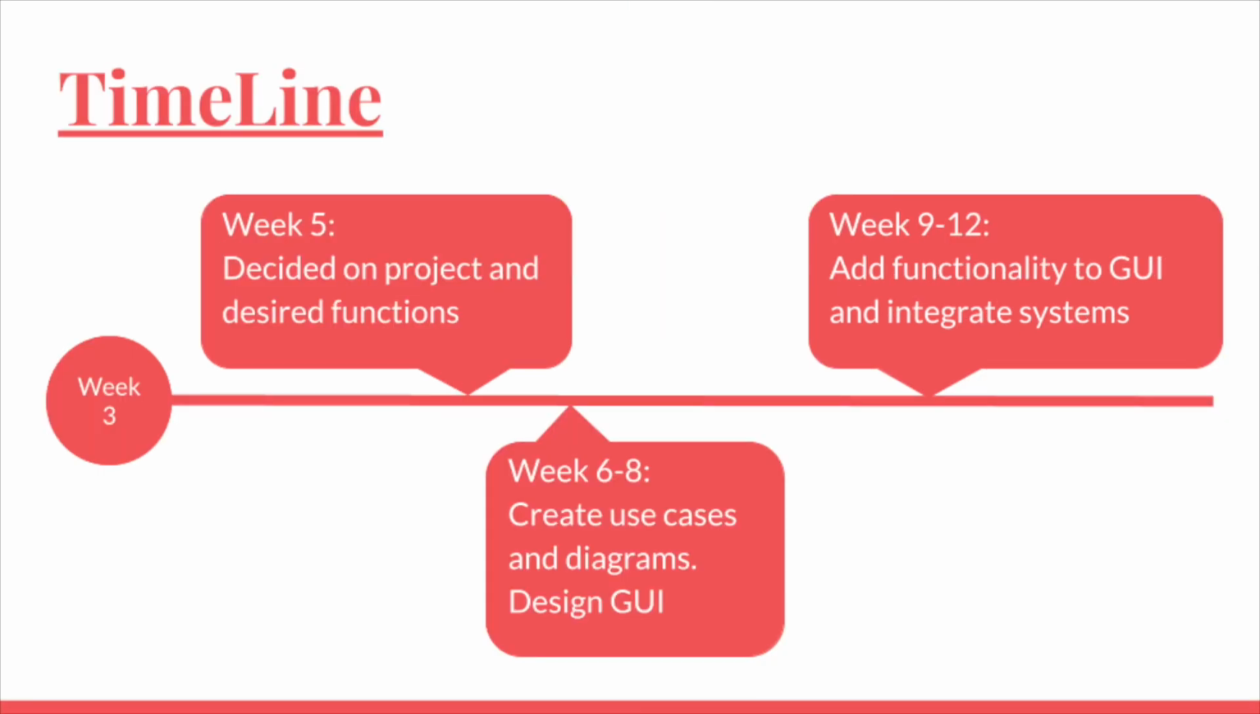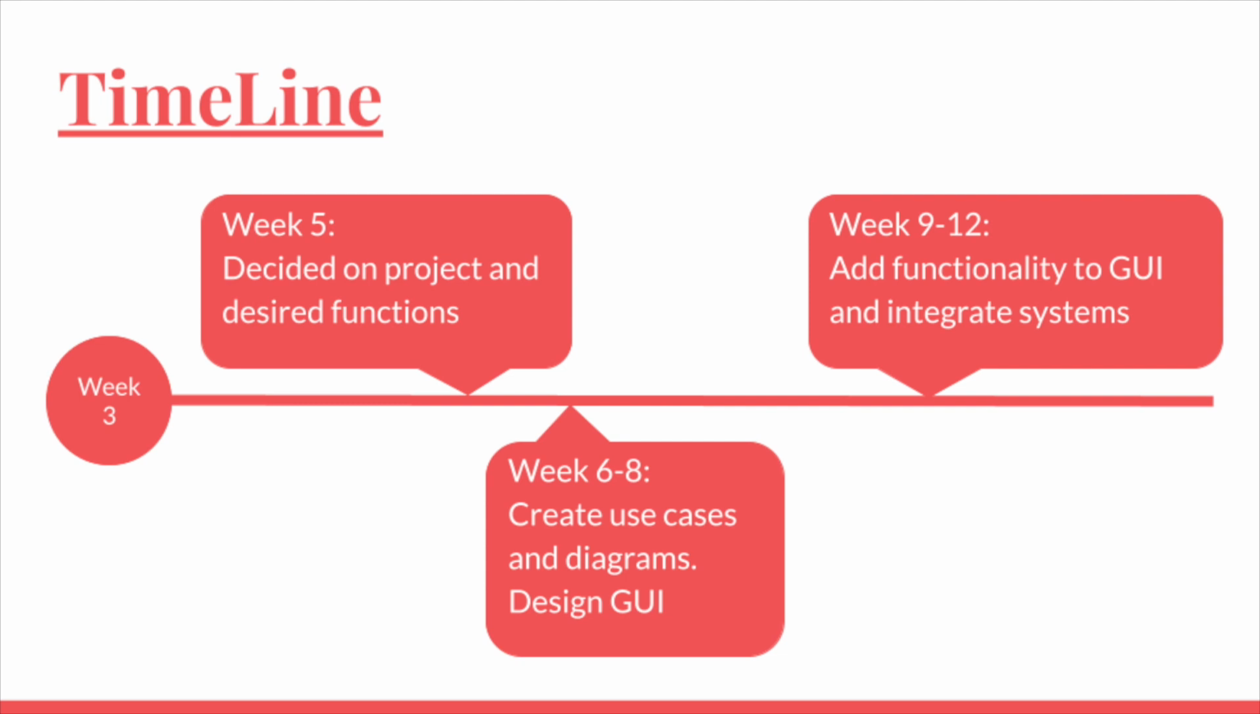For our timeline, we first met for the first time in week 3. We assigned team roles. By week 5, we decided on our project and its desired functions. Through weeks 6 and 8, we created use cases and diagrams, use case diagrams and sequence diagrams. We also designed our GUI.